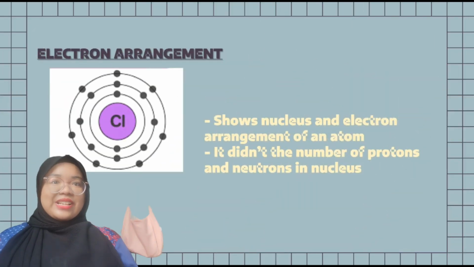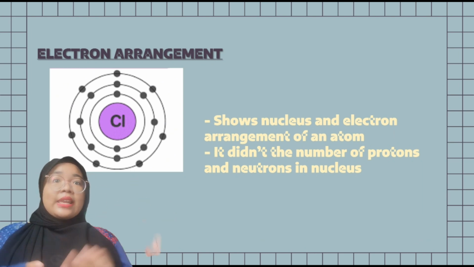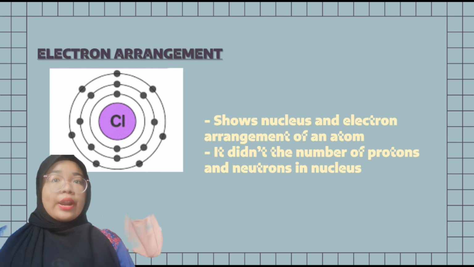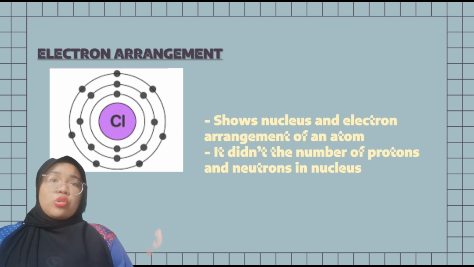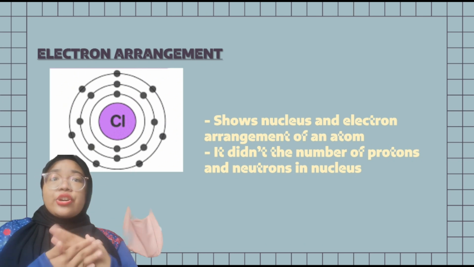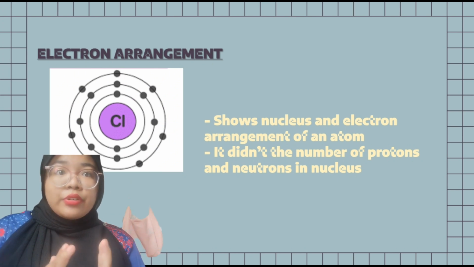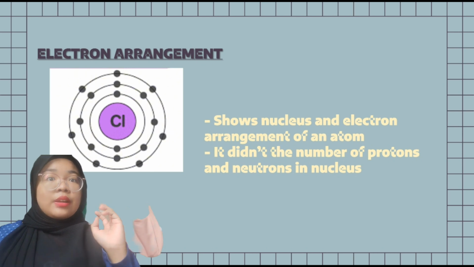So the second one is electron arrangement. What is electron arrangement? Electron arrangement basically shows the nucleus and electron arrangement of an atom, and it doesn't show the numbers of protons and neutrons in the nucleus. So basically, we should know that electron arrangement shows the name of the element in the center of the nucleus, and each shell has a different number of electrons.